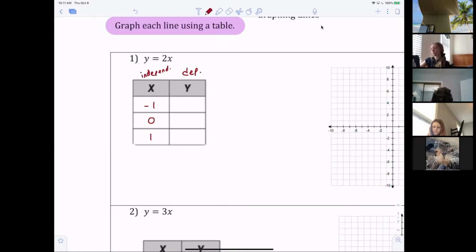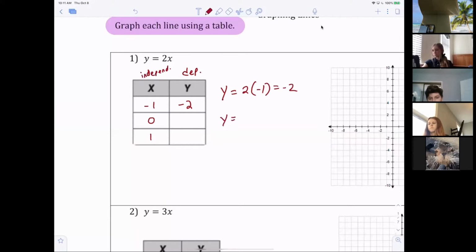So I'm asking, if x is -1, can somebody tell me what the y would be? Remember? What is it? -2. Now, how did he get that? Because y equals 2 times whatever the x is. Everybody with me on that? So y would be -2.